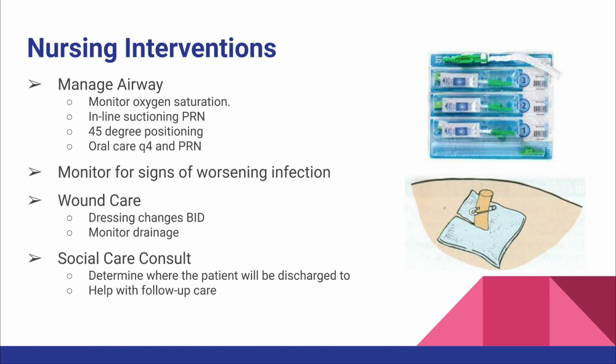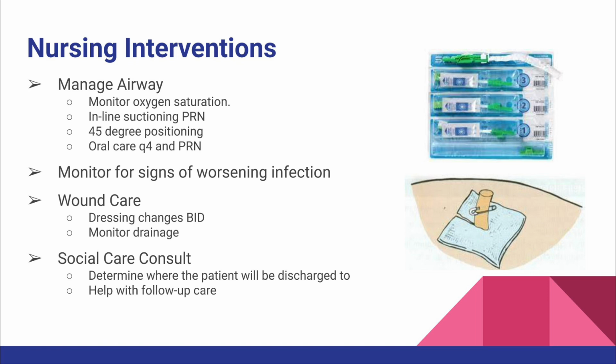So next I'm going to discuss nursing interventions. One of the main things is to manage this patient's airway. You want to look at their oxygen saturation, perform inline suctioning as needed, and put them at least at a 45-degree angle just to ensure adequate ventilation and that you're not obstructing their airway more. You should also do oral care every 4 hours and as needed. This patient is on a ventilator, so all those settings will be set by respiratory therapy, but you should be aware of what the patient is currently at.